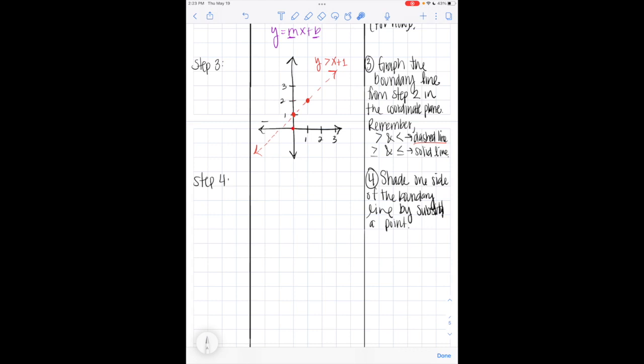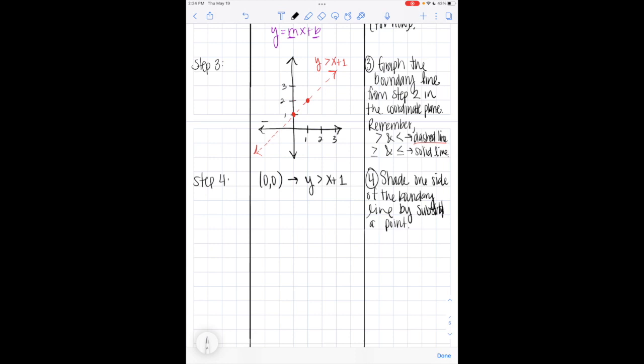And if I substitute 0, 0 in this equation and it turns out true, that means that this side is shaded. If I substitute 0, 0 and it's not true, then the other side is the one that is shaded. Let me show you. So I'm going to choose 0, 0, to substitute in my equation y is greater than x plus 1.